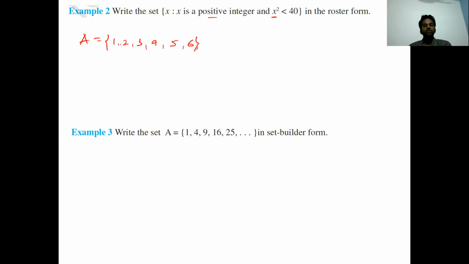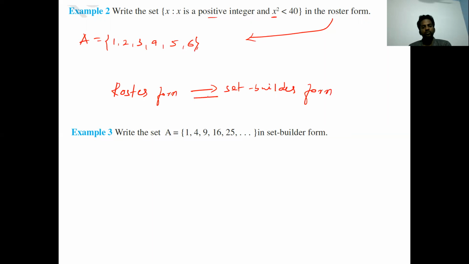So this is the roster form. We are writing in the roster form, whereas the given question is in set builder form. So we converted set builder to roster. Similarly, in case they give the roster form, we convert it to the set builder form, and vice versa. See the next one.